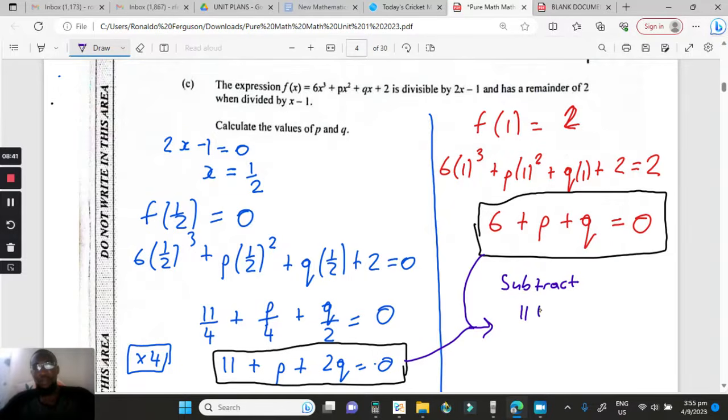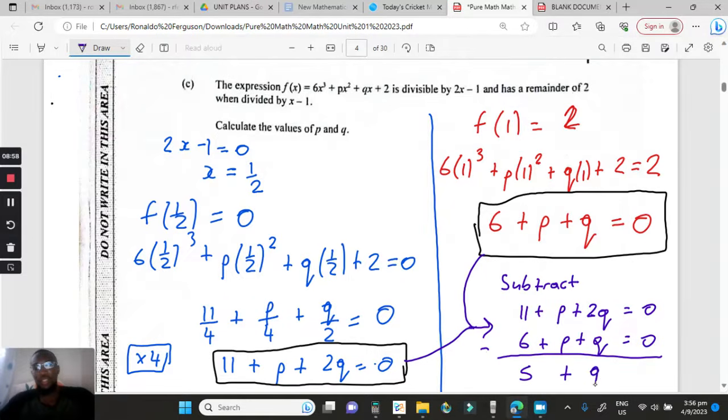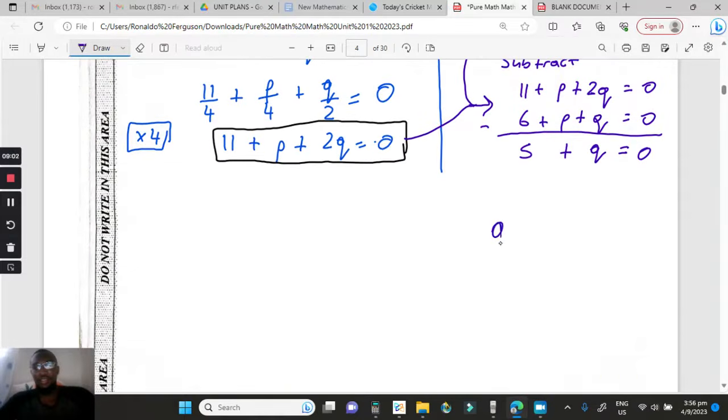So now I do my subtraction. 11 plus p plus 2q equals 0, and 6 plus p plus q equals 0. I subtract. 11 minus 6 is 5. p minus p is gone. 2q minus q leaves plus q, equals 0. And so q is negative 5.